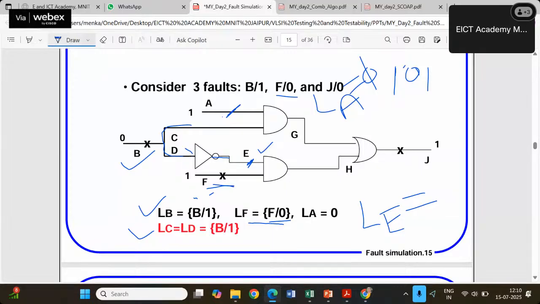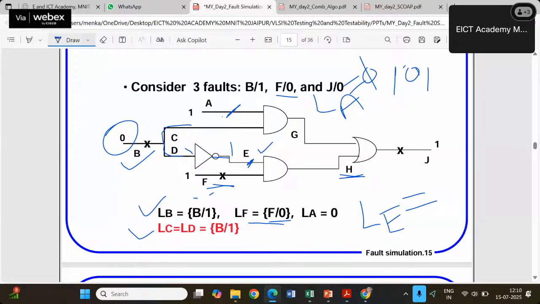This is B stuck at 1. Now we will consider this one. So have a look at this. This is 0. Inverter of this we are expecting 1. Input of AND gate 1, 1. What was the formula? LA plus LB plus LH stuck at 0.